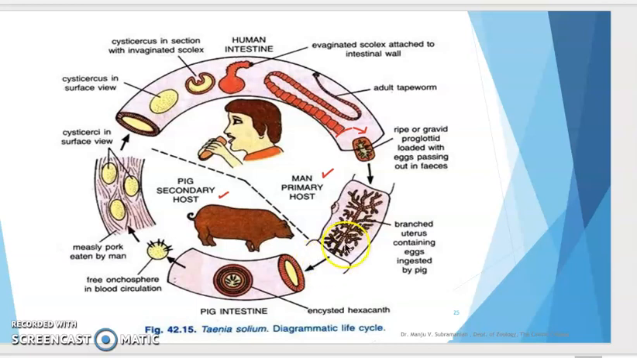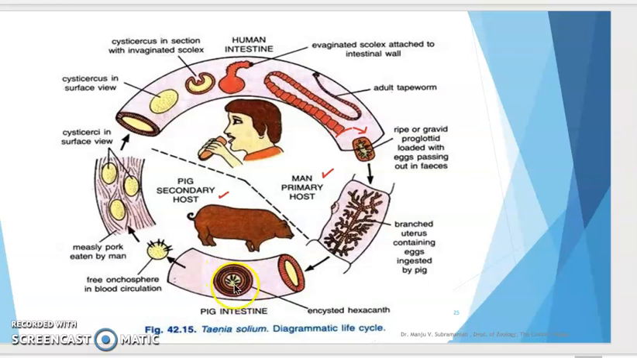these eggs develop into a hexacanth embryo. You can see here an encysted hexacanth embryo. This is the embryonic stage with six hooks. You can see the six hooks here, and it is protected by a hard shell or capsule. And this hexacanth together with the embryonic membrane is called an oncosphere.